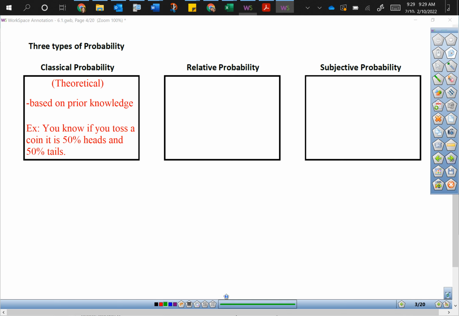Now, a good example of that would be, you know that if you toss a coin, it's a 50-50 chance of getting heads or tails, 50% heads, 50% tails, if the coin is fair. That's prior knowledge. That's something that you know. That's what we refer to as classical probability. Another good example of classical probability is rolling a die. There are 6 sides to a die, so you know you get a 1 out of 6 chance of rolling a 1 or a 2 or a 3. So that's based on prior knowledge.